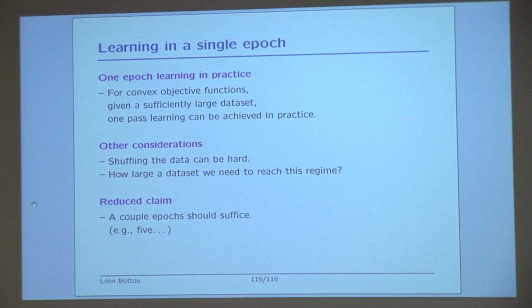And the other question is how large a data set we need to reach this kind of regime? For the alpha data set that worked quite well. For the CRF, we were not there yet. So I must reduce the claim. A couple epochs are enough. And that's probably the answer to Vichy's question this morning, when do you need to stop? Do the algorithm well and do 5 epochs, and you're fine.